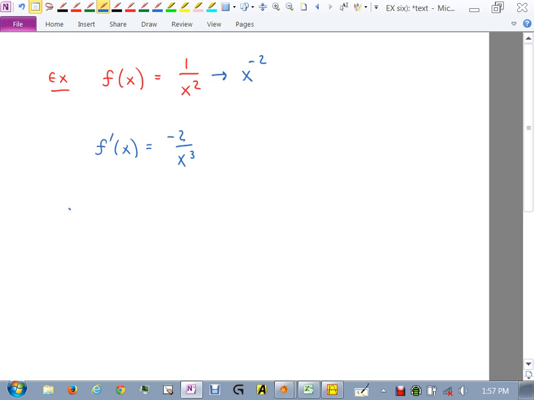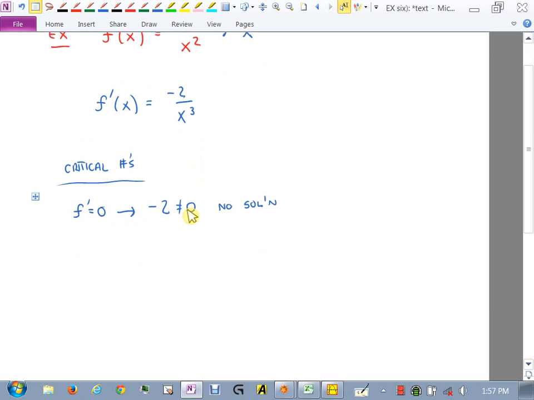What are my critical numbers? Where's the derivative 0? Only when the top is 0. Is the top ever 0? No, because negative 2 can never be 0. How about the derivative not existing? At x equals 0, right? The bottom.